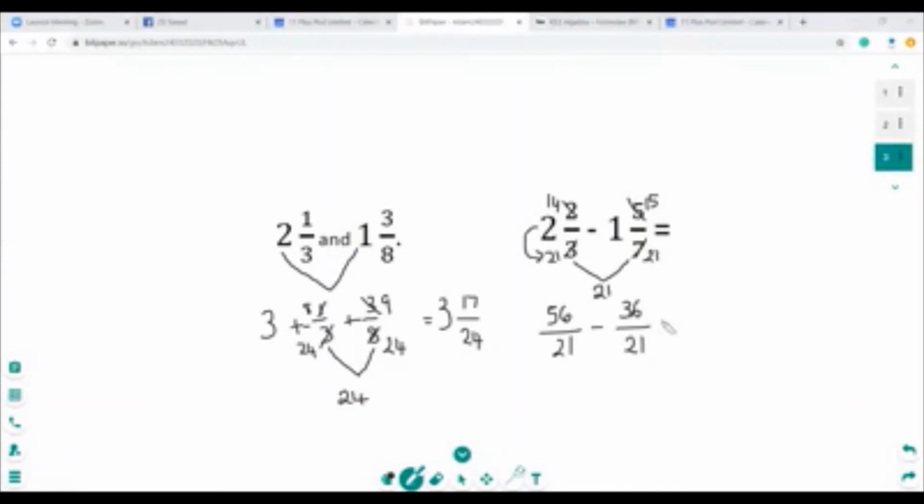So we can now do the subtraction sum. 56 take away 36 is 20. And remember, we don't take away the denominators, so that stays as 21. And we have 20/21.